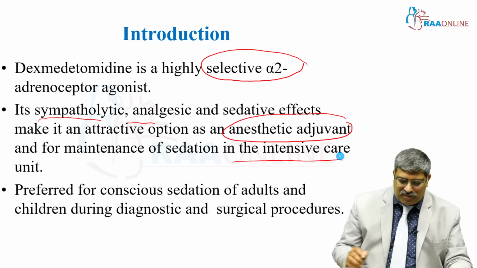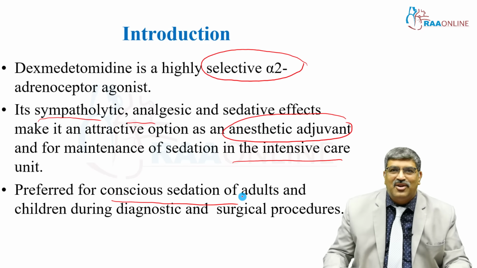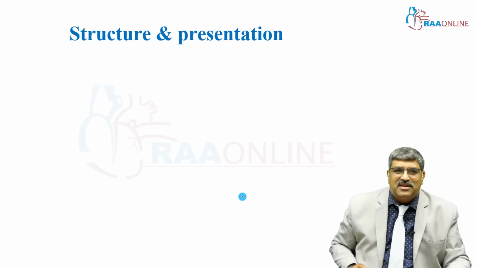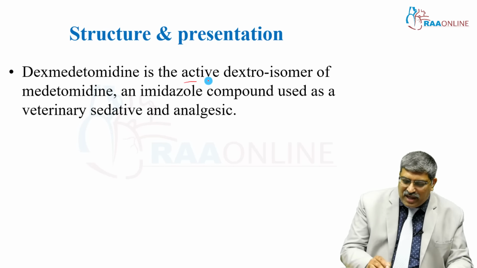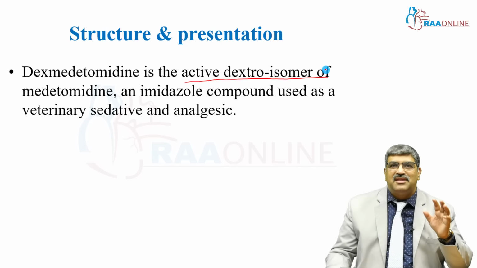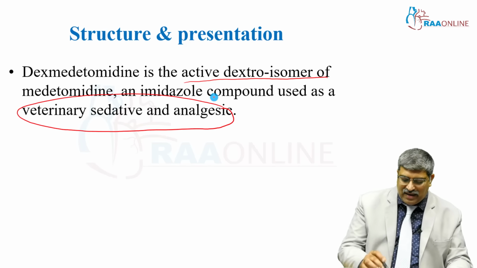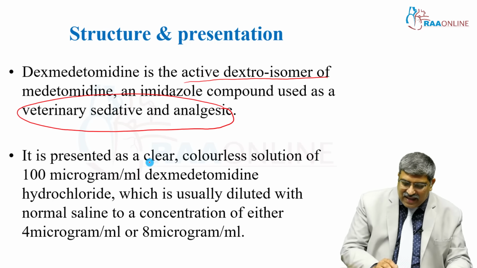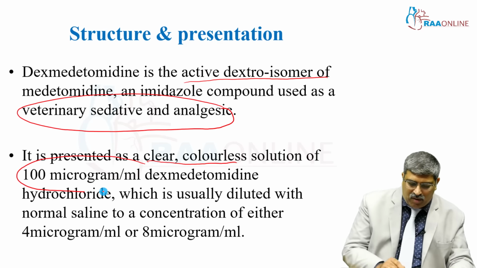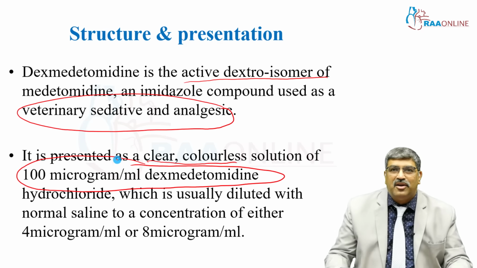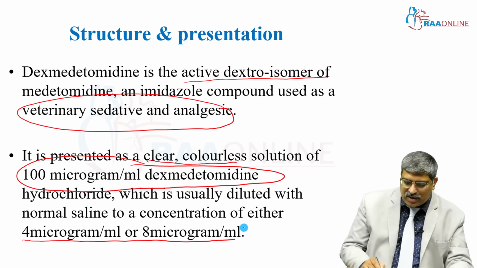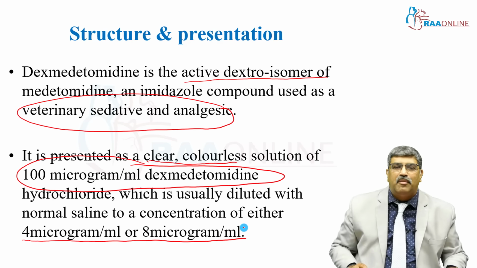It is usually preferred for conscious sedation of adults and children during diagnostic and surgical procedures. Coming to the structure, it is an active dextroisomer of medetomidine, an imidazole group, which is a veterinary sedative and analgesic. It is presented as a clear colorless solution of 100 microgram per ml of dexmedetomidine hydrochloride, which is diluted with normal saline to a concentration of either 4 microgram per ml or 8 microgram per ml.